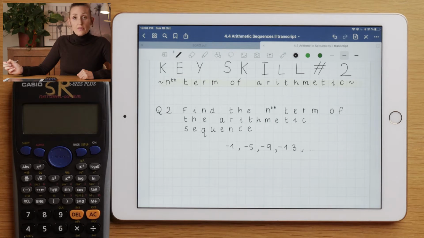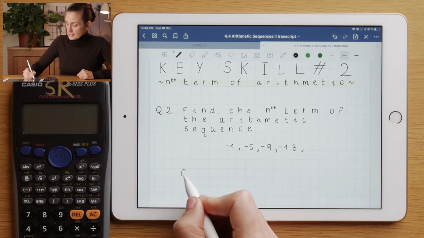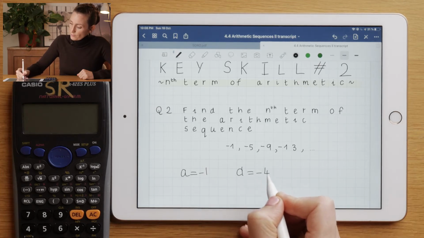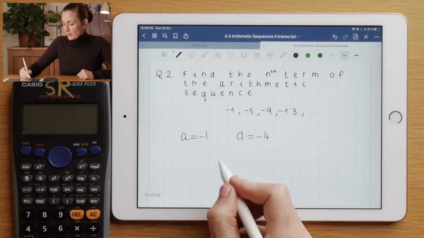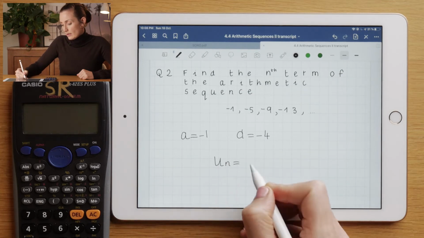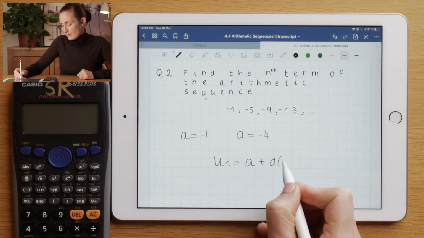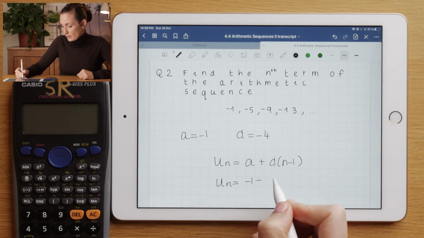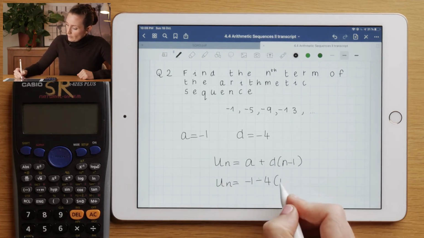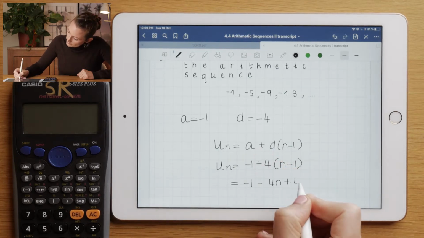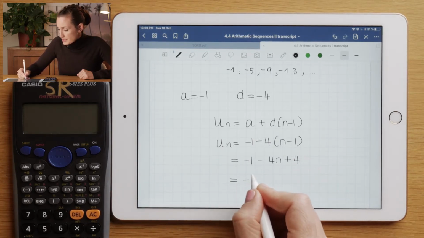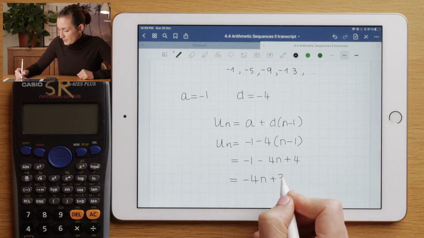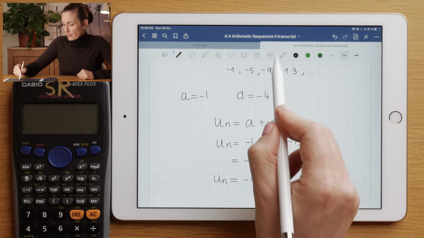Let's try this with another example. So you write down A is -1. In this case, D is -4. Each time we're subtracting 4. Un is A plus n minus 1 D, and A is -1. D is now a negative number. You add together like terms. -1 plus 4 is +3. So that's the nth term.